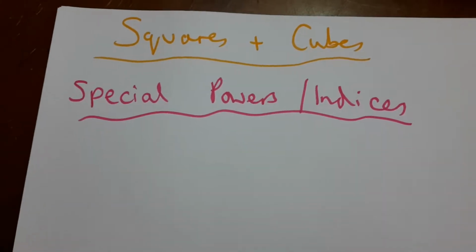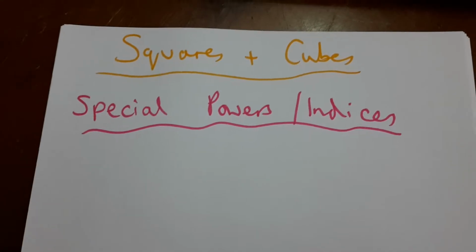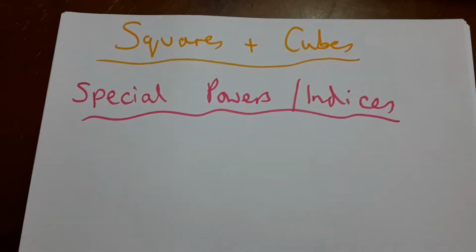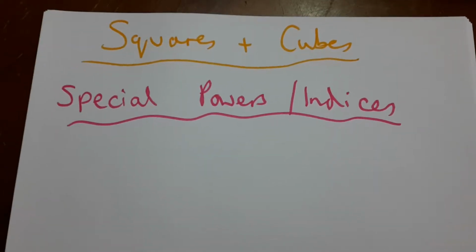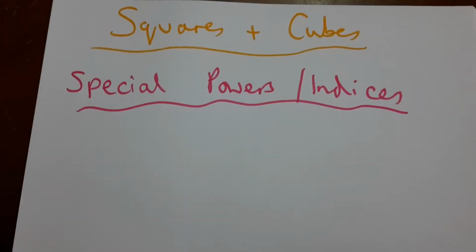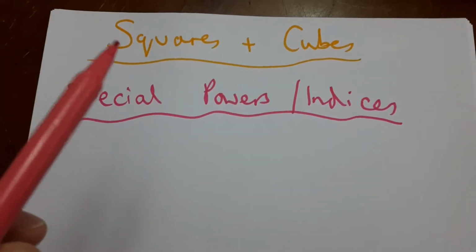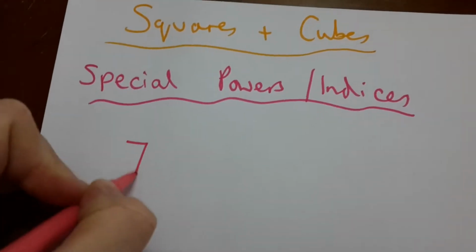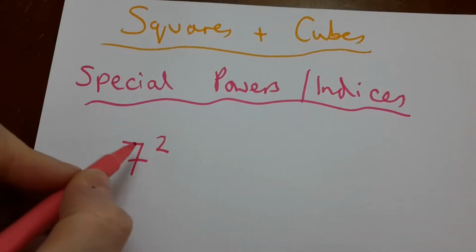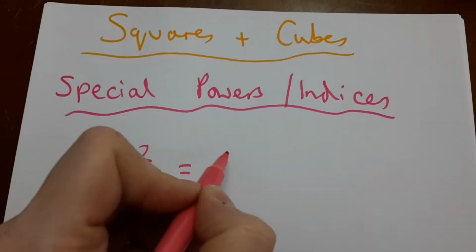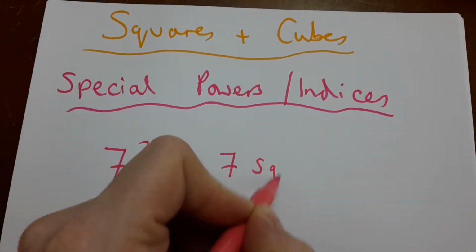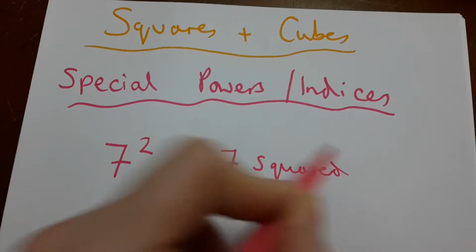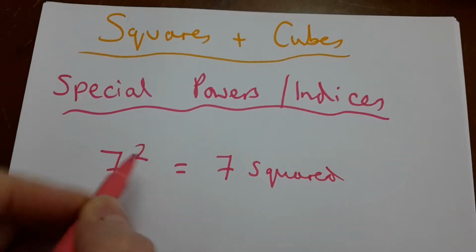So I'm going to talk to you about two special powers or indices. They're the only two that we can actually present in a visual way in mathematics. Now, you've probably heard of a square number before, and you've probably seen it written something like this. So for instance, 7 squared, and I'm just going to write that in words so you can see it as well, equals 7 to the power of 2.